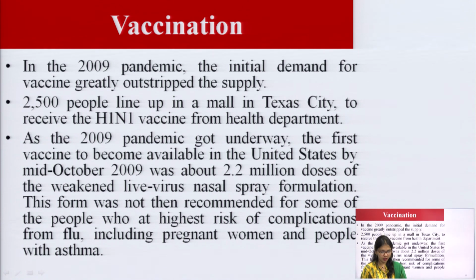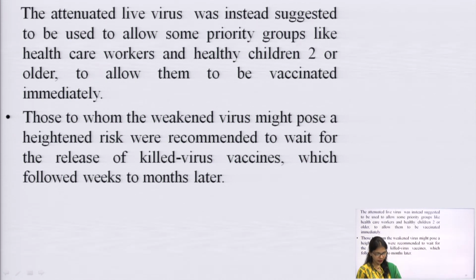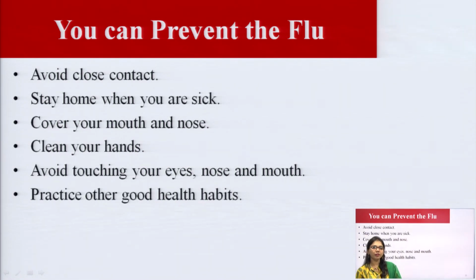As I told you, vaccination means we are introducing a vaccine into the body to produce immunity against a specific disease. In the 2009 pandemic, the initial demand for the vaccine greatly outstripped the supply. I told you about the killed vaccine and the live vaccine, and how they differ by route: the killed vaccine is given by the subcutaneous route, and the live vaccine is given intranasally. You can prevent the flu: avoid close contact, stay home when you are sick, cover your mouth and nose, clean your hands, avoid touching your eyes, nose and mouth, and practice other good health habits.